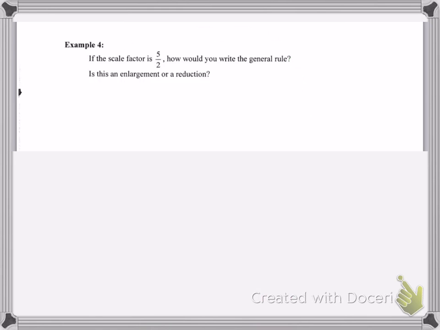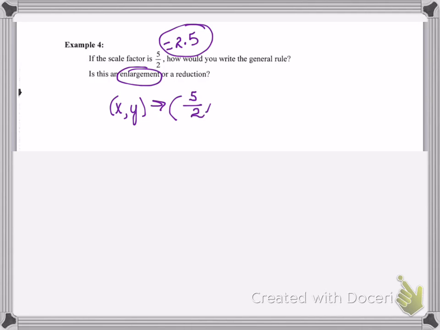Looking at example 4, if the scale factor was 5 halves, and you can think of that like 2.5, how would you write the general rule? Well, is it an enlargement or a reduction? Because this number is greater than 1, it is an enlargement. And how would we write the rule? With that same rule notation, 5 halves x, comma, 5 halves y.